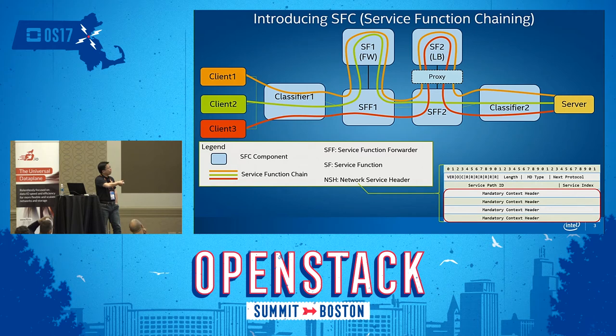Now in IETF, NSH is a de facto standard, even though it is not an RFC at this point. Basically, the NSH header is an additional header added before the original frame, and it contains three different portions of information. The base header contains the version information, the length of the NSH header, the MD type information, as well as the next protocol. The second portion is the service path ID and the service index. Those are used by the service function forwarder to determine whether to forward traffic to the service function or to the next hop service function.